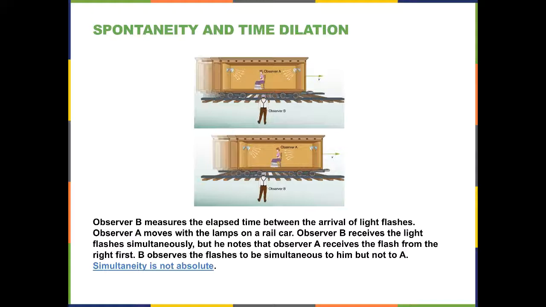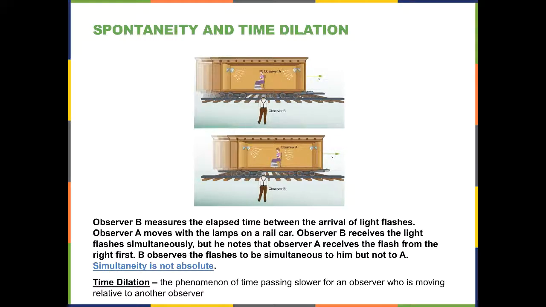You notice if you go from the top picture, that's observer B's perspective. If you go from the bottom picture, you notice the light rays, because of the motion, the light rays are closer on the right than they are on the left. And so for him, it seems simultaneous, but not to observer A. The point being is that simultaneous events are not simultaneous for all observers. And if one observer is not in the same frame of reference as another observer, then the idea of simultaneity is not the same. And so the point being is that simultaneity is not absolute.